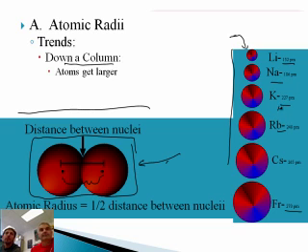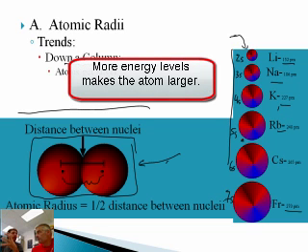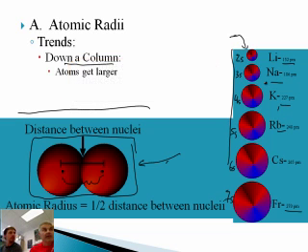What we're looking at here is as we go down a column, we're adding energy levels. Lithium's outside electrons are in the 2s. Sodium is in the 3s, potassium 4s, rubidium 5s, and so on. As we get higher energy levels, as we've talked about before, those electrons on average are getting further and further away from the nucleus. So as we add energy levels, we get further away from the nucleus, and we get a larger radius.